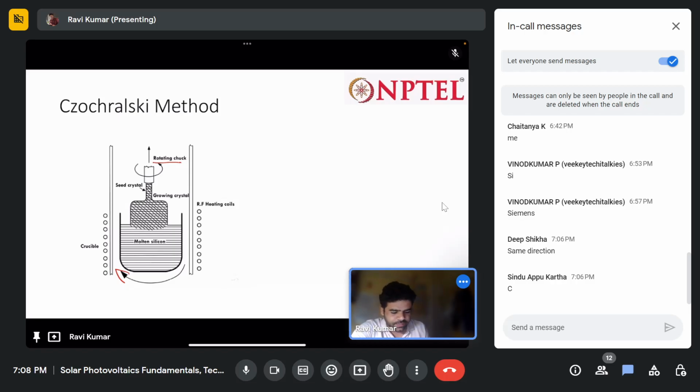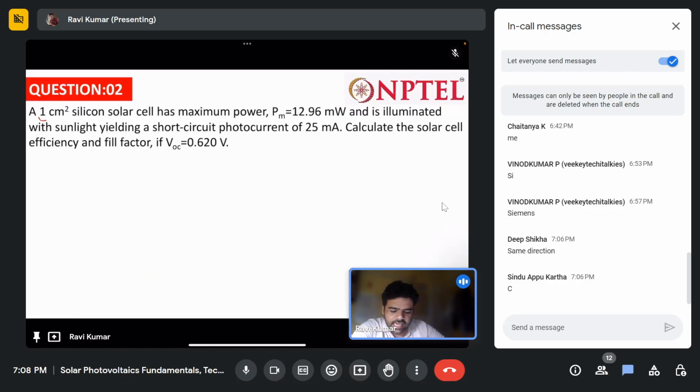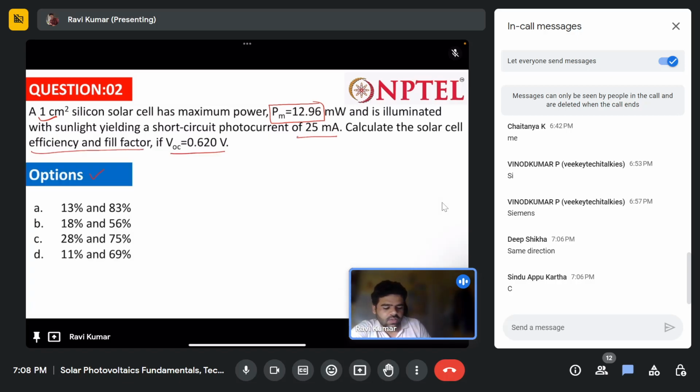Next question says you need to solve this question. It is very simple. It is saying a 1 centimeter square silicon solar cell has maximum power PM equal to 12.96 milliwatt and is illuminated with sunlight yielding a short circuit photocurrent of 25 milliampere. Calculate the solar cell efficiency and fill factor if VOC is given. These are the options. It is very simple. Just need to put in two different formulas and those are the simplest ones.